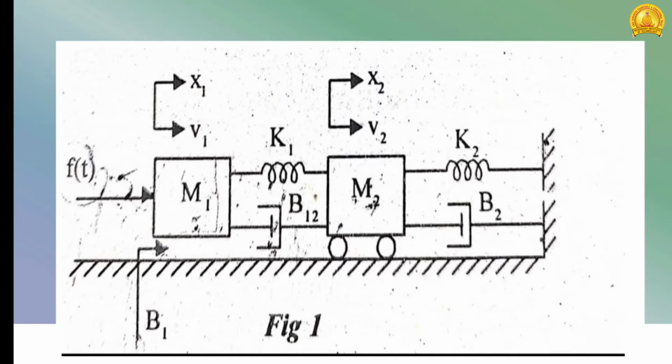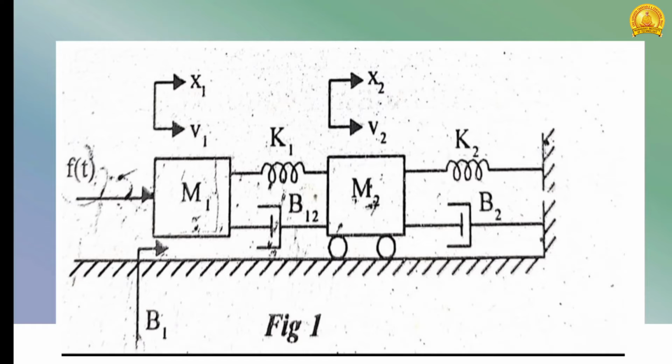The basic thing you have to know is that the number of nodes will be equal to the number of differential equations. So we are going to consider M1 for drawing the first free body diagram, using Newton's second law. The only applied force on mass M1 is F of t. The other forces are the force due to K1, F of K1, the force due to dashpot B12, and the force due to dashpot B1.